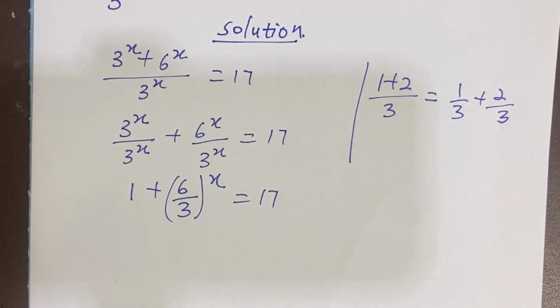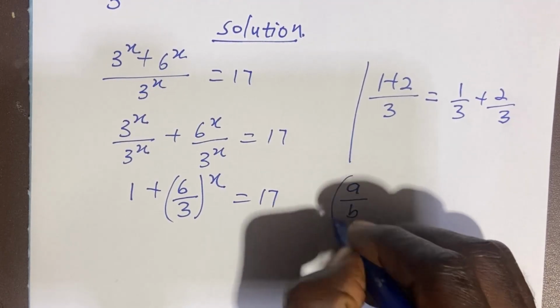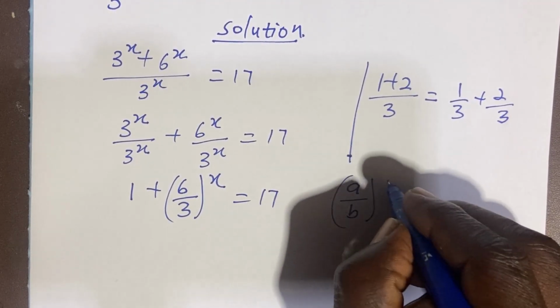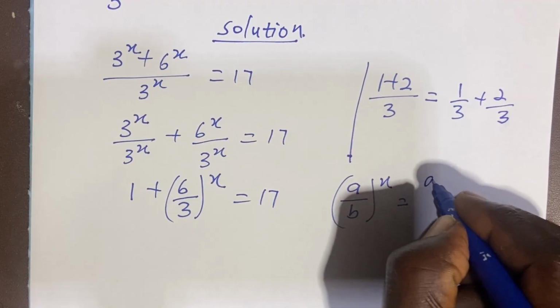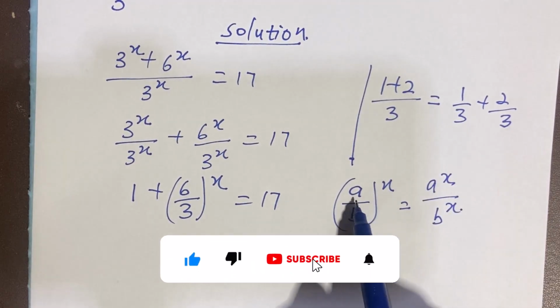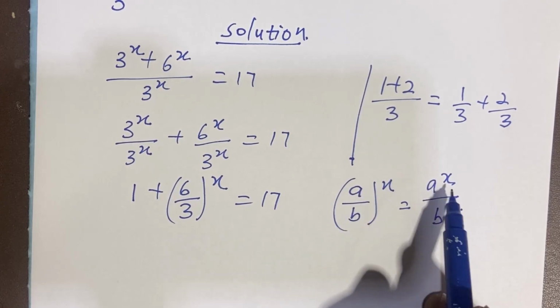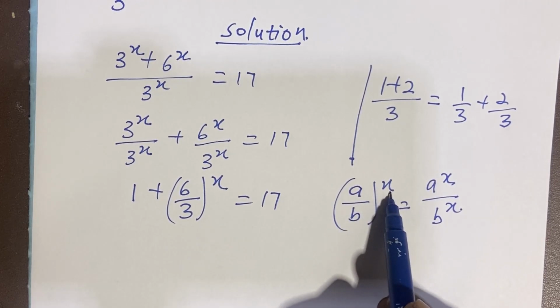Why are you writing this? We are writing this because if I have (a/b)^x, this can be written as a^x / b^x. So the x here affects what is in the bracket. So if I have this, you can put all in the bracket and give it a single power.